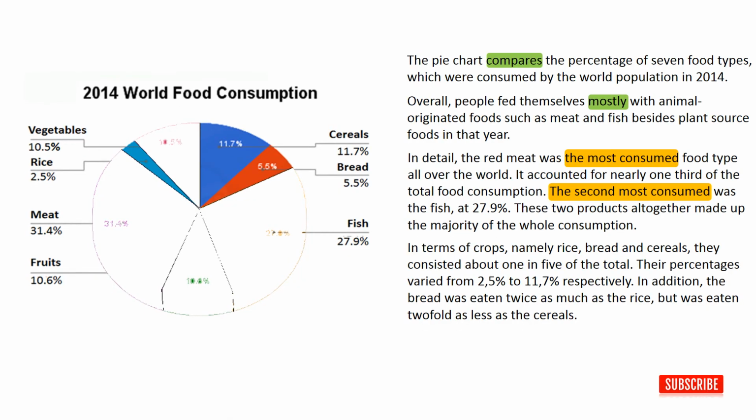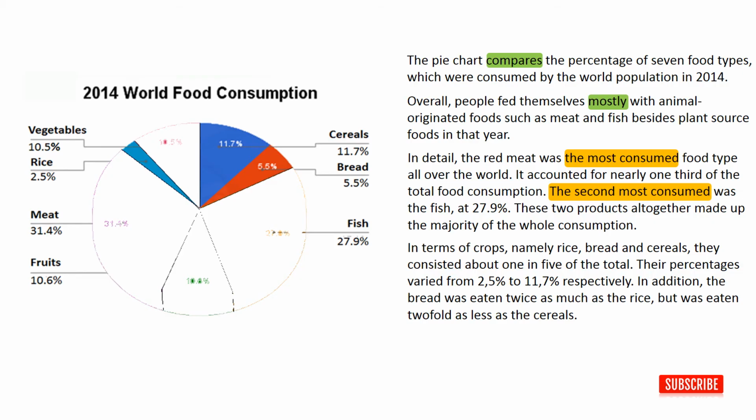In terms of crops, namely rice, bread and cereals, they consisted of about 1 in 5 of the total. Their percentages varied from 2.5% to 11.7% respectively. In addition, the bread was eaten twice as much as the rice, but was eaten twofold as less as the cereals.